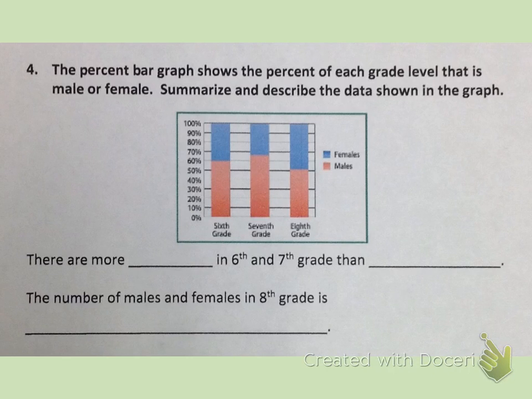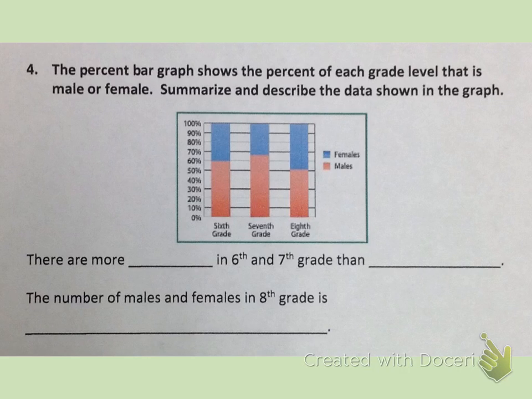And you'll need to do the same thing on this problem. If you cannot see the difference in your percent bar graphs, you may want to just draw a line with a pen so you can see where the male and females begin and end, or you can use your colors. But let's try this problem together. The percent bar graph shows the percent of each grade level that is male or female. Summarize and describe the data shown in the graph.